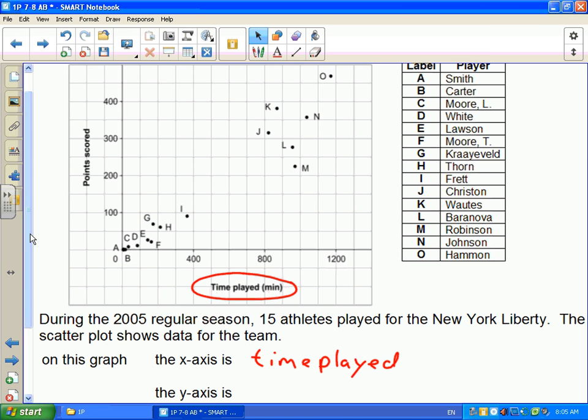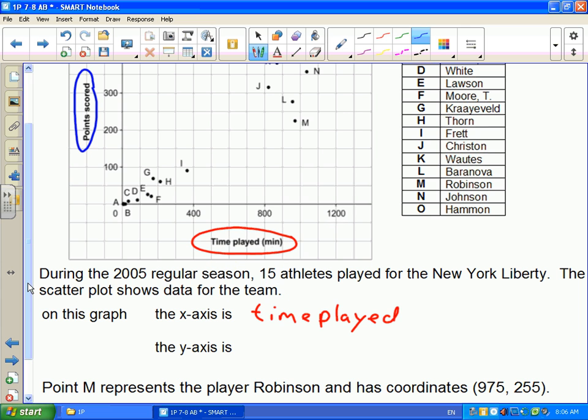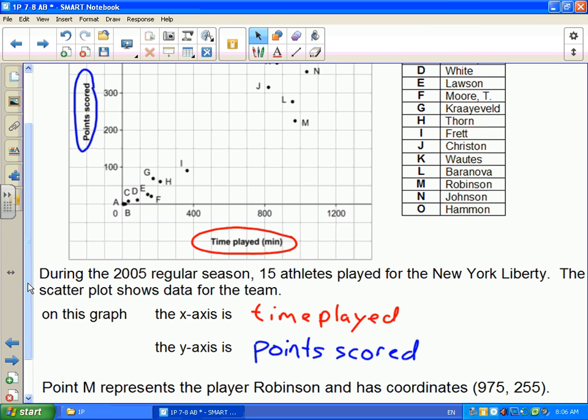The y-axis is the vertical axis. What is on the y-axis? Well, let's just read our label over here. That tells us the y-axis is points scored. So for each player, they calculated how much time they played, totaled up how many points they scored, and plotted these two pieces of data on the graph.